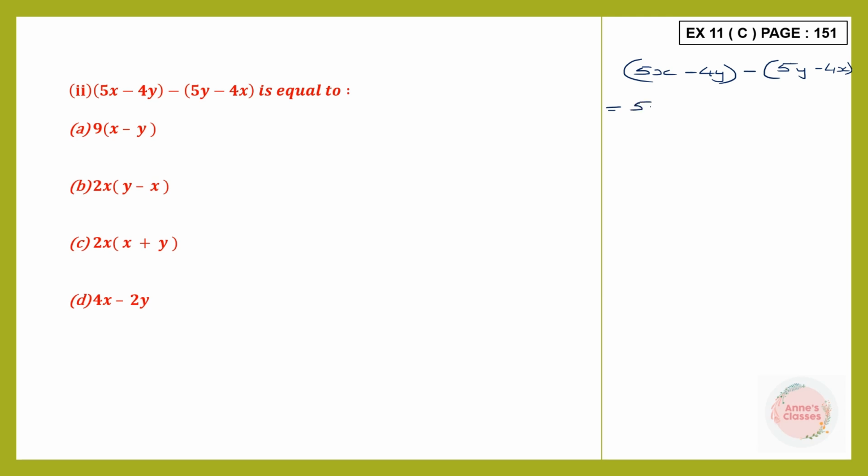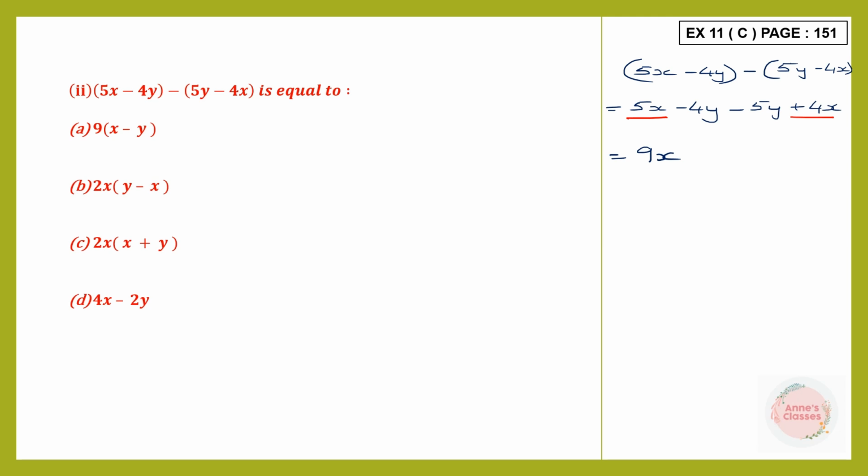So this is going to be 5x minus 4y. And here, before we remove the brackets, let's look at the sign here. It's minus. Minus into plus, here it will be minus. Then minus into minus is plus 4x. So now let's get the like terms together. We have 5x here and 4x. Let's get them together. 5 plus 4 is 9x.